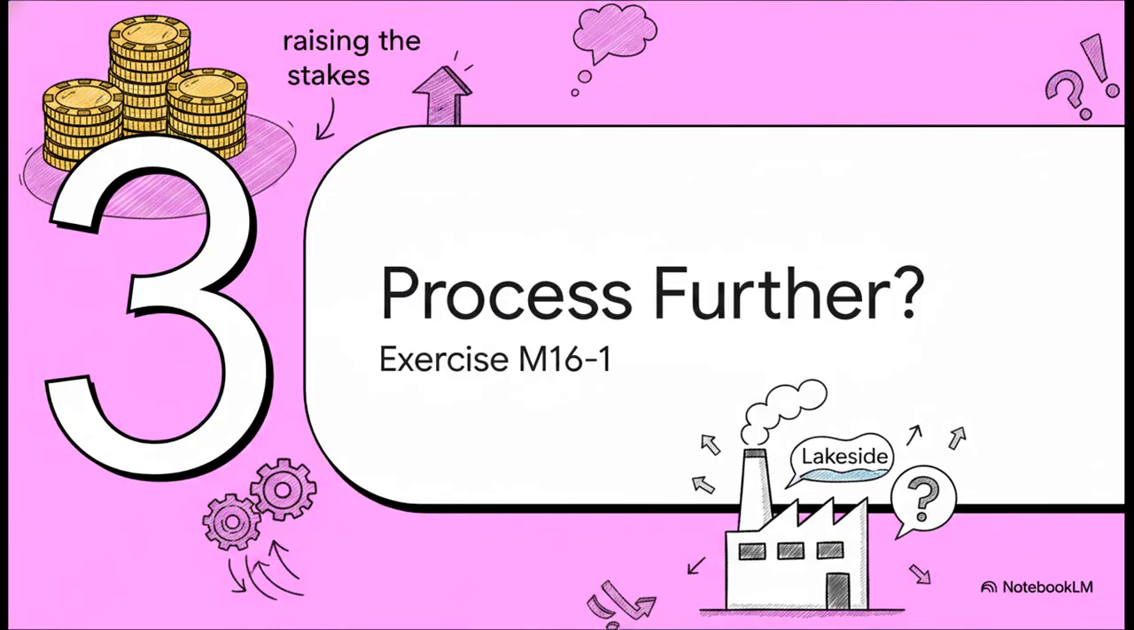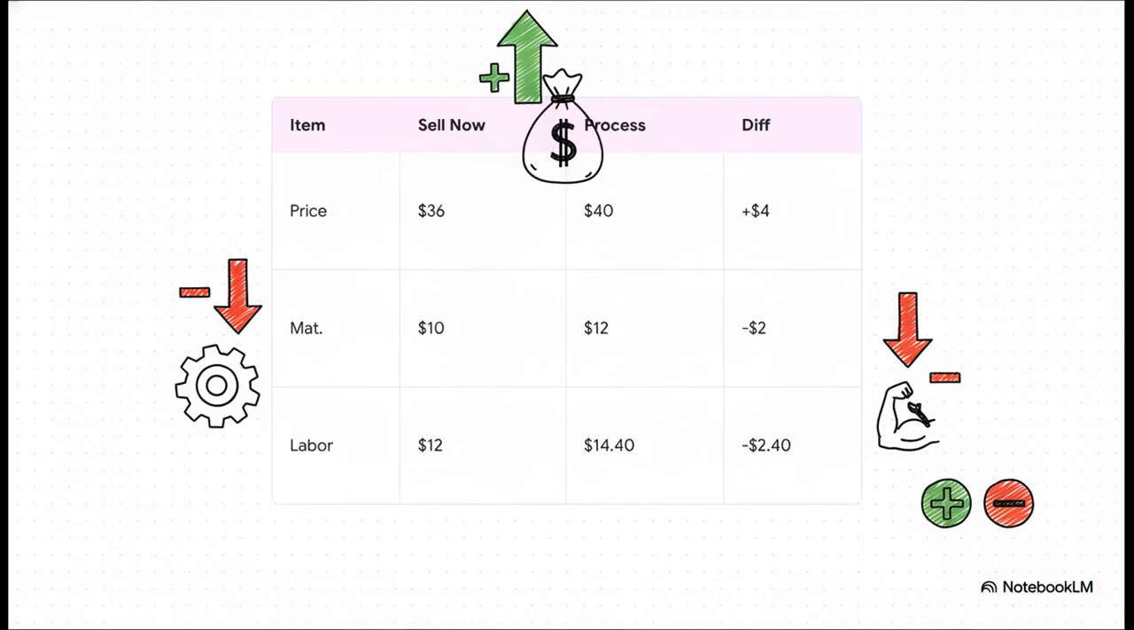Let's step it up. Section 3, exercise M16-1, process further. We're going to tackle Lakeside Company's manufacturing dilemma. So, Lakeside can sell a product right now for $36, or they can process it further to refine its quality, which allows them to sell it for $40. The selling price goes up by $4. That's a positive differential. Sounds great, right?